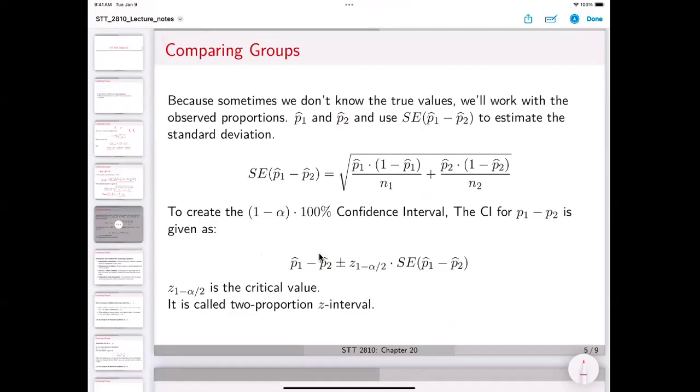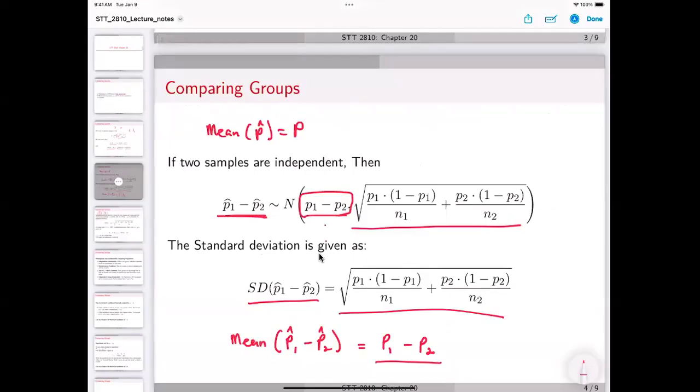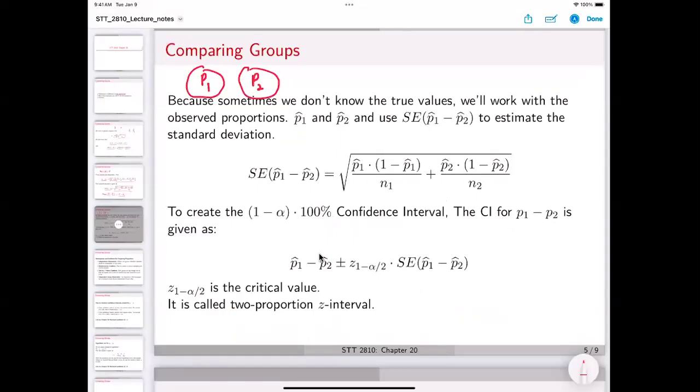Sometimes we don't know the true values. That means sometimes we do not know what p1 and p2 are, the true proportions of the two populations. In those situations, we cannot implement this formula because it requires us to know the true proportions. Since we do not know that, we are going to use the sample proportions to estimate it, and that gives us the standard error. So when we do not know the true proportions, we use the standard error to estimate the standard deviation.